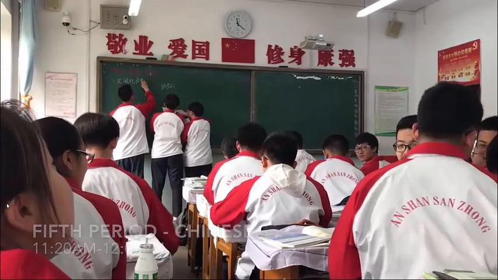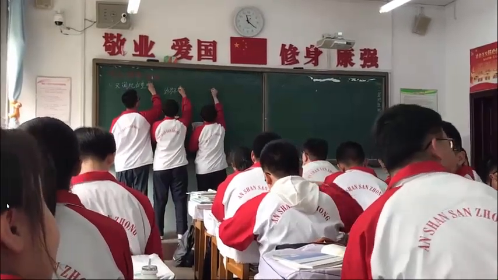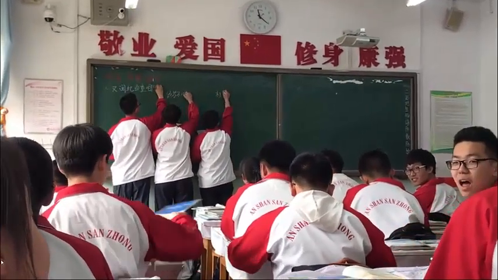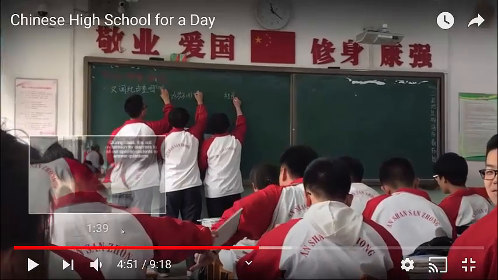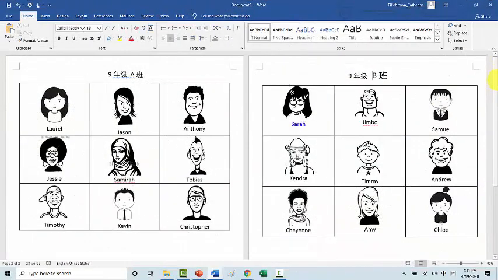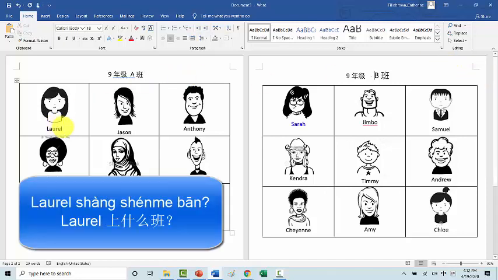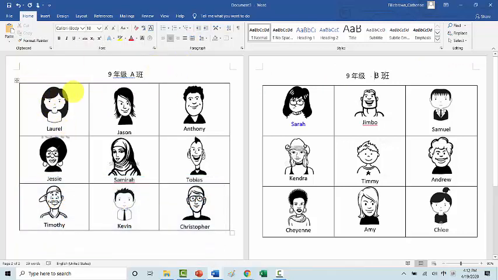Your view inside the classroom would look a lot like this. So in this, we have two sets of high school freshmen, 九年级. We have A ban and B ban. I could ask some questions. I could ask, Laurel 上什么班? Laurel 上 A ban.